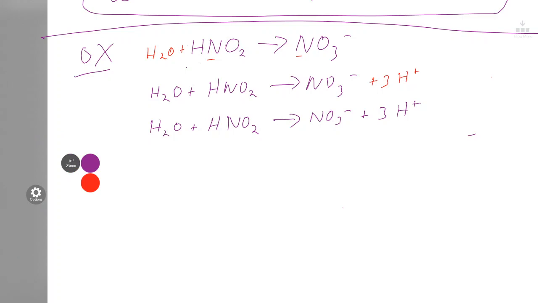First we need to determine our charge on each side. On our left-hand side, we have water plus HNO2, so we essentially have 0 charge here. But here we have -1 plus 3 positives. So overall here we have +2. In order to balance a +2 and a 0, the best thing to do here is just to add 2 electrons.